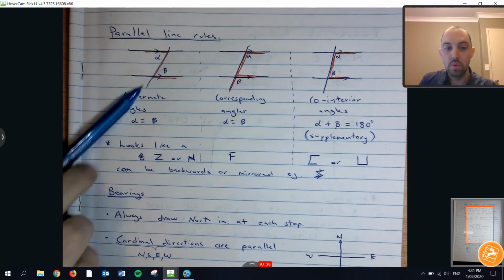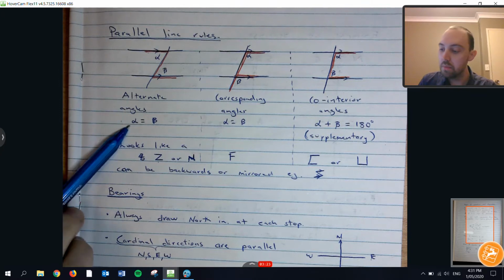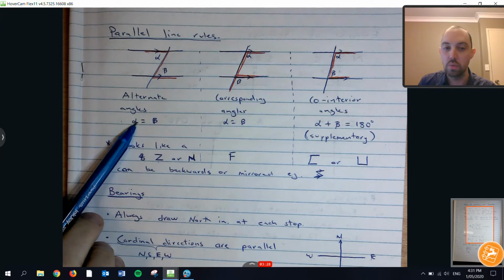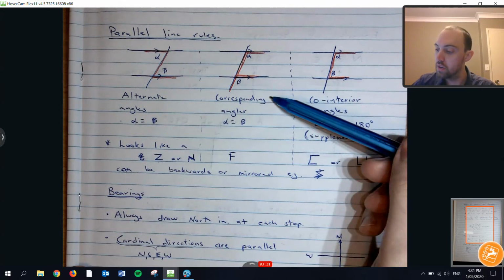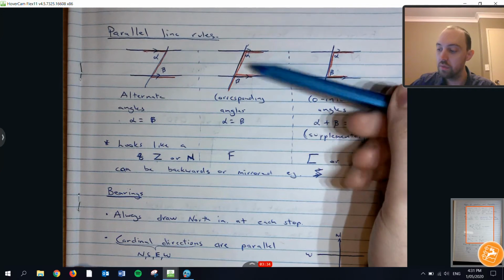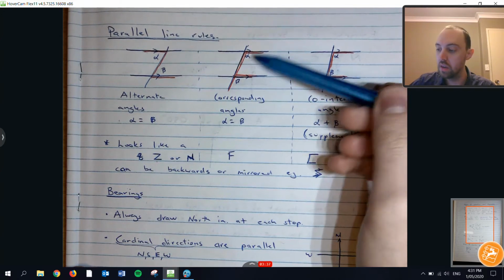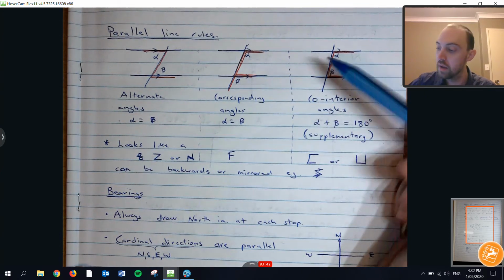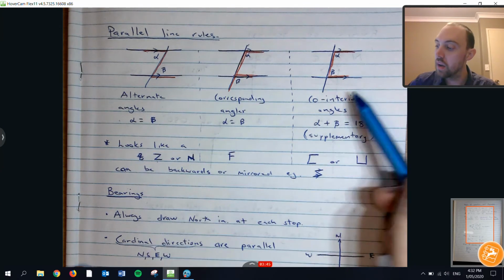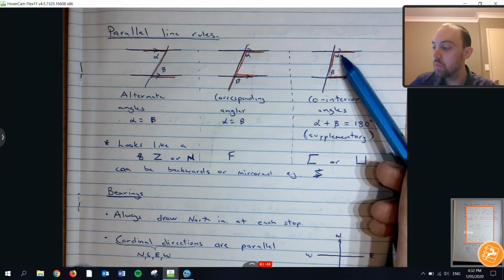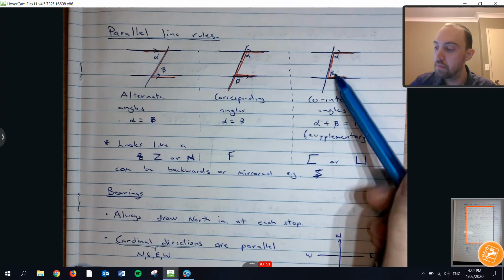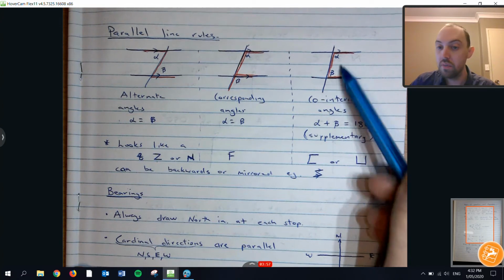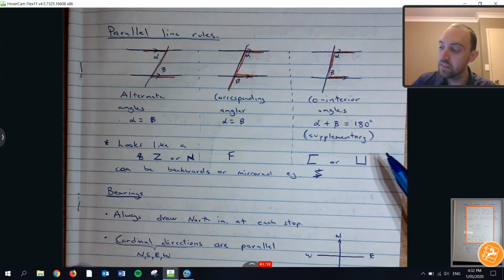In the Z rule, otherwise known as alternate angles, both of the angles that you see here, alpha and beta, are equal. In the corresponding angles, again, alpha and beta are equal, so that angle underneath the lines in my F, the lines being the parallel lines that we've been talking about, are equal. Co-interior is when two angles in between my parallel lines, with this intersecting line here, alpha plus beta is equal to 180.